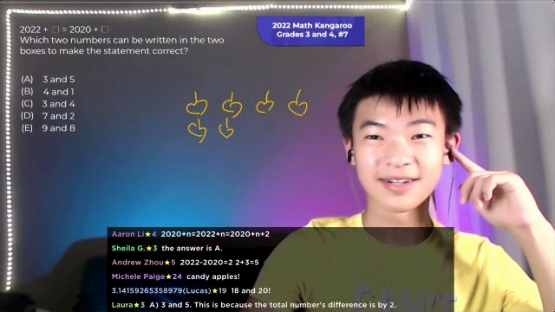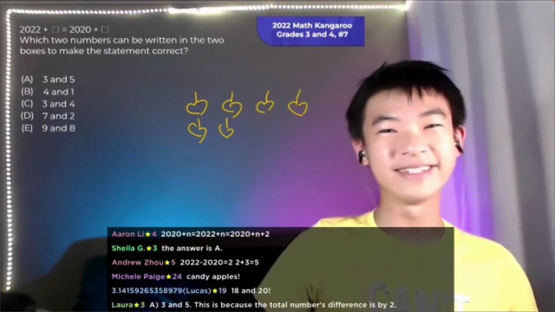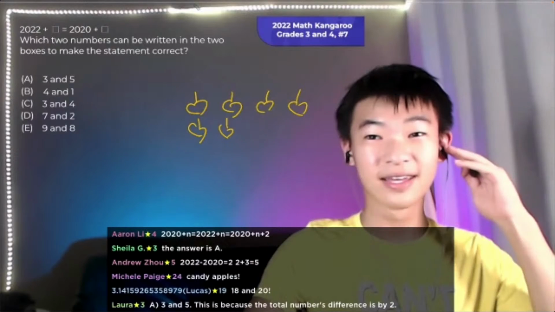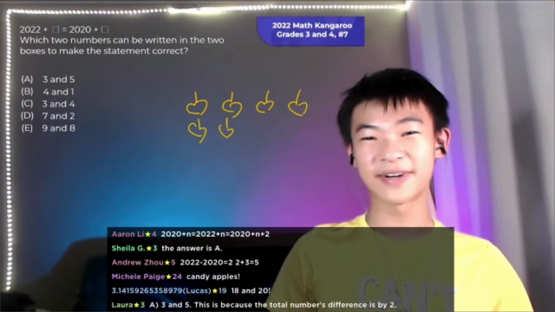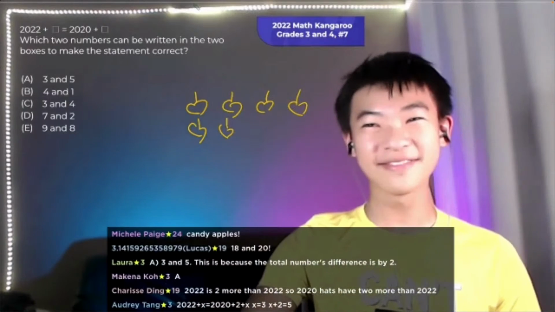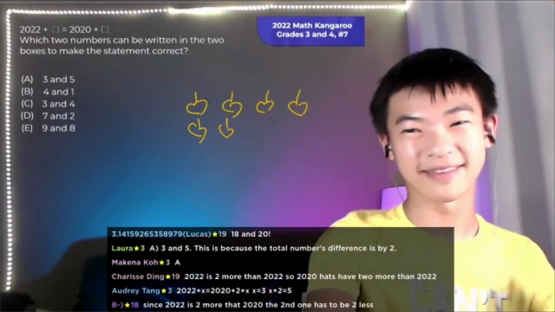Oh, wow. Okay, yeah. I do see that Andrew mentioned that 2022 minus 2020 is 2. That's exactly the key. This is because the numbers differ by 2. Thank you so much for the reason. Oh my gosh, I believe y'all now. I believe the answer is A. Let's go through this together then.